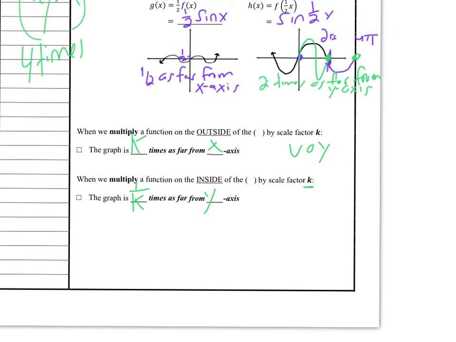And the next one, the graph is 1 over k times as far from the y-axis. Again, this is your HOX, so it is affecting the x. And don't forget, it's always going to be the reciprocal. You're always going to take inside parentheses and flip whatever it is when you're multiplying. All right, let's move on.